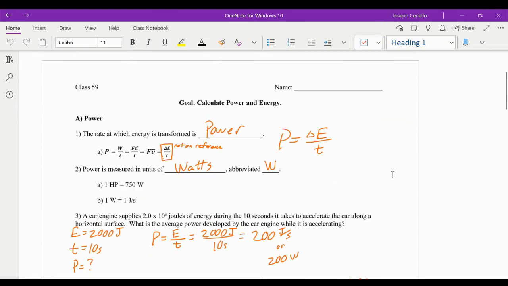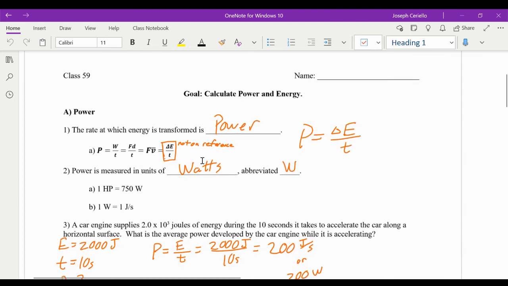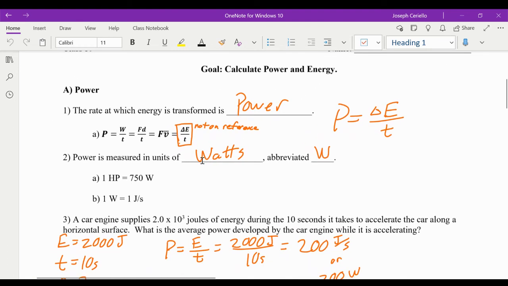Hey folks, looking at class number 59 here. We're just calculating power and energy. I'm going to go through this pretty quick because the calculations are pretty straightforward. So power is the rate at which energy is transformed. So how quickly you're using energy or changing energy.